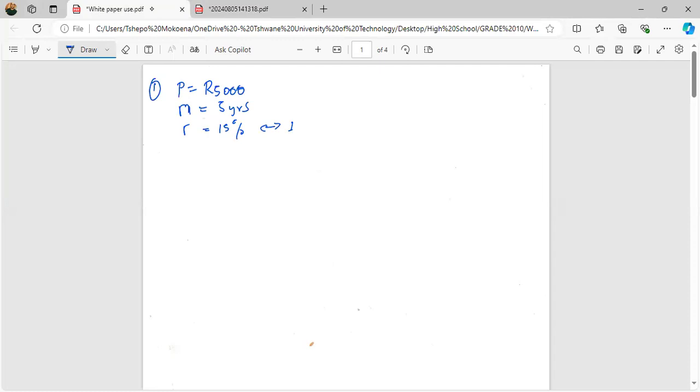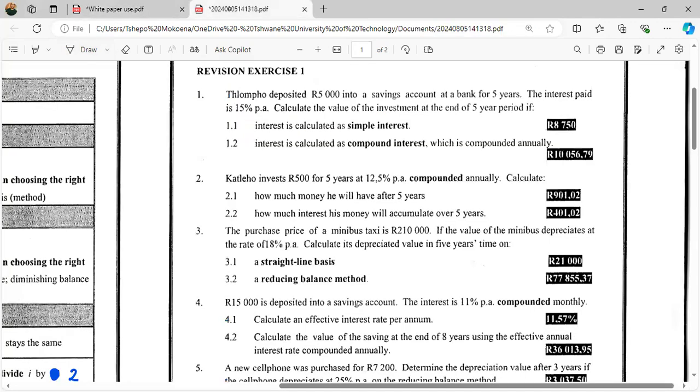We say i, which is the interest rate. The rate is denoted by a percentage. So the interest rate i, we say r divided by 100. In this case our r is 15, so i is 15 divided by 100. We have i, it's 0,15. So the interest paid is 15% per annum.